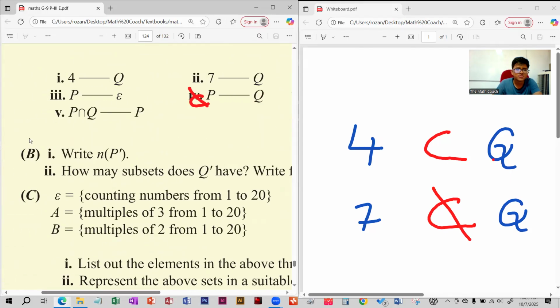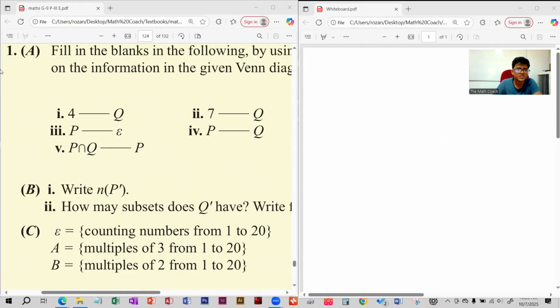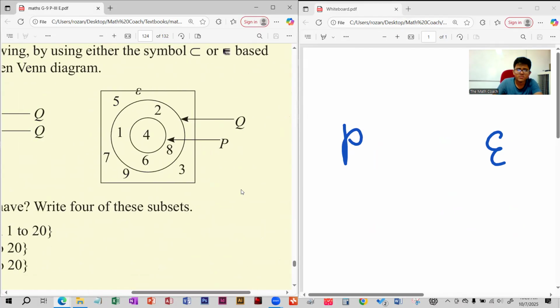What about the next question? The third one has P and the universal set, epsilon. Now, what do you think? The universal set is the entire square box enclosure, and P is inside it, right? So P is a subset of epsilon. Let's write that as well. P is a subset of epsilon.